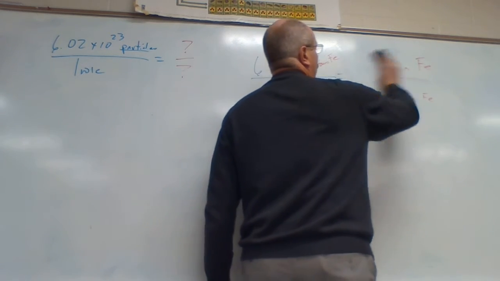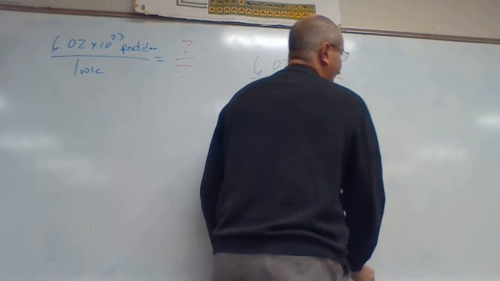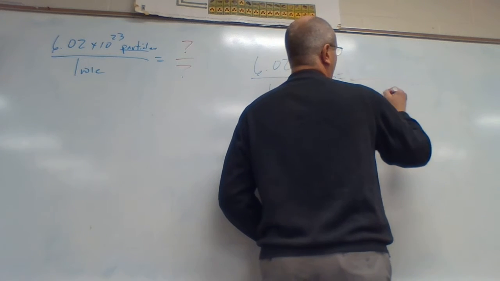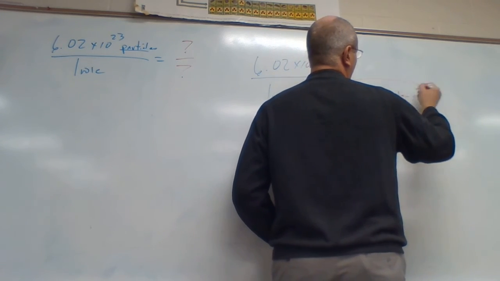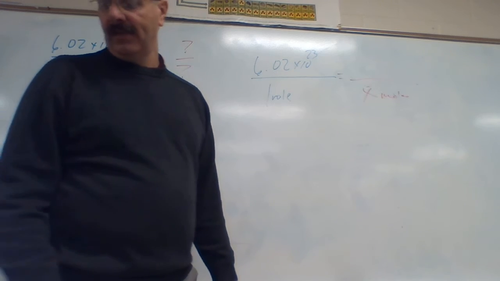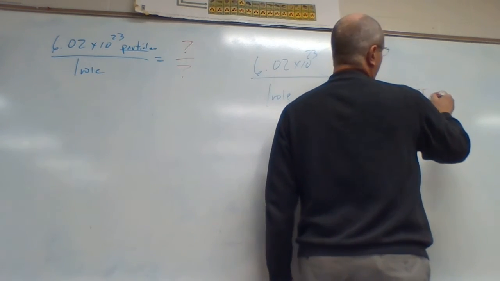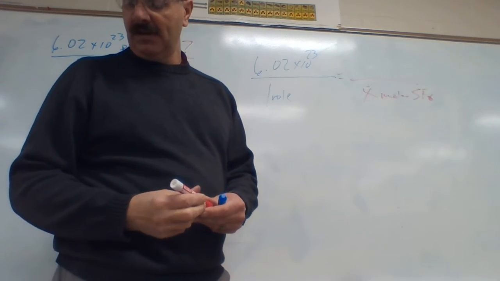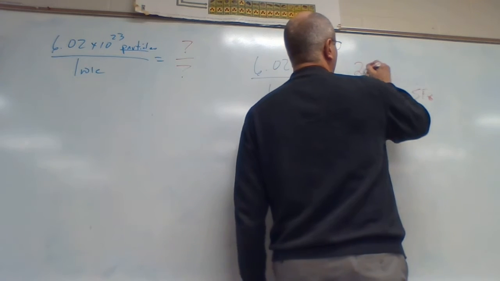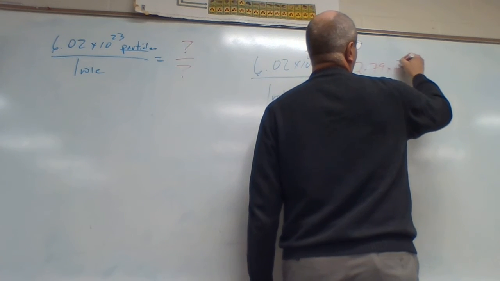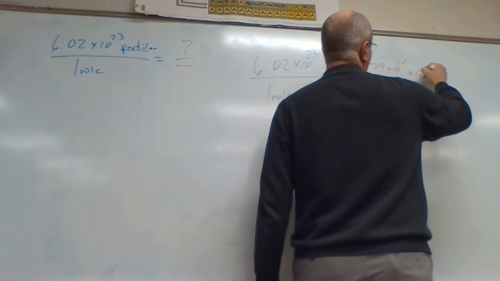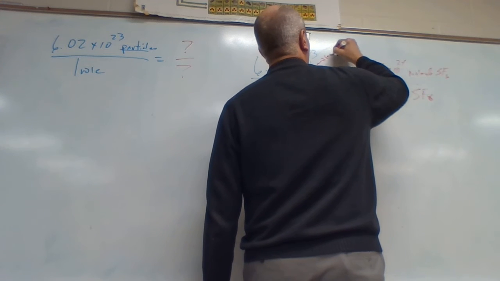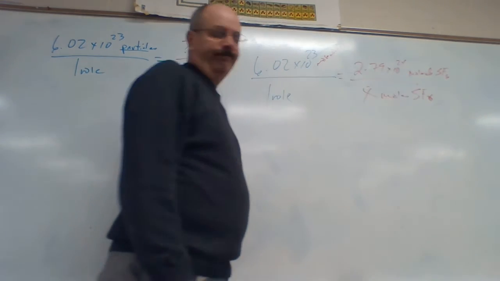All right, last one. Erase all this. Last one says how many moles? So moles is on the bottom. So we're going to go X moles of what we're talking about. Sulfur hexafluoride, the stuff that makes your voice really low. And then it says if there are 2.79 times 10 to the 24th molecules of SF6. So this spot is molecules of SF6 also then.